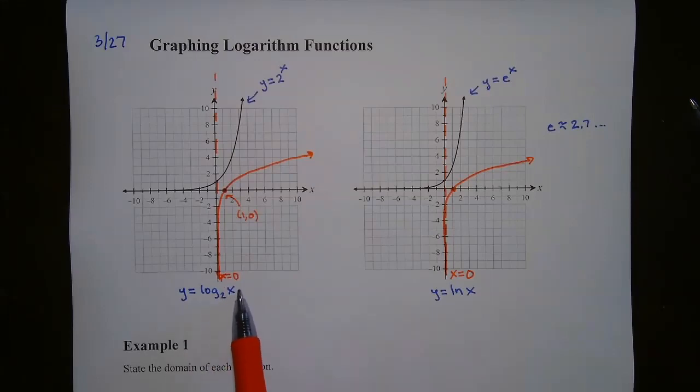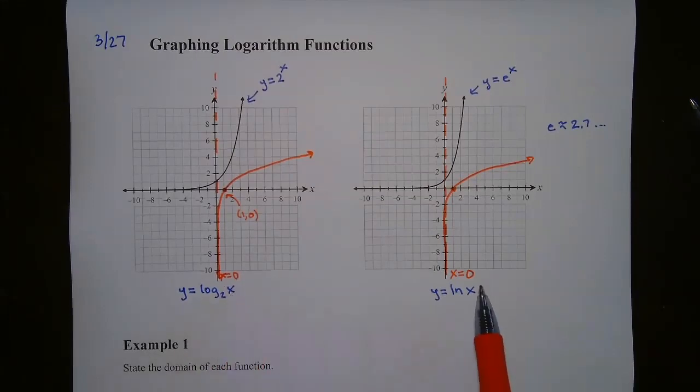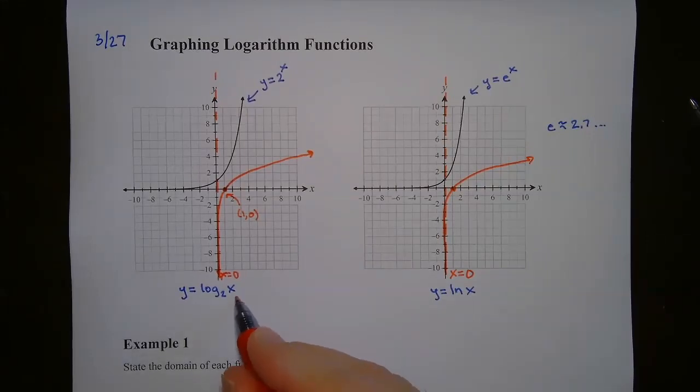This x right here, we can only put in positive values. This is called the argument for log base 2. X is called the argument for the natural log here. So whatever we're taking log of, that's called an argument. All right. Okay, so what do we know about this? We know that this x has to be greater than 0.